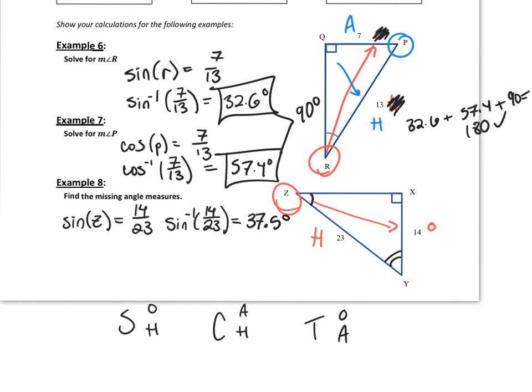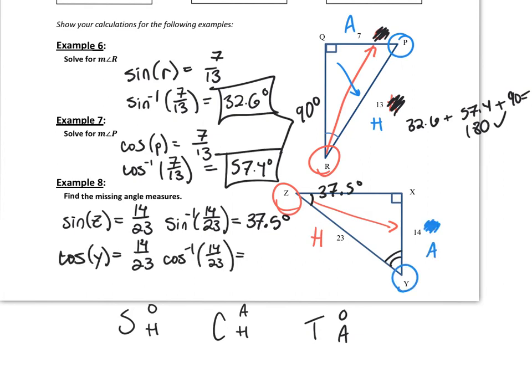So I wrote that the sine of Z is equal to the opposite over the hypotenuse, and then I found the inverse sine of 14 over 23. That gave me 37.5 degrees for angle Z. XY is adjacent to angle Y, so I found the inverse cosine of 14 over 23, and that also gave me 52.5 degrees. So let's see if it all adds up.